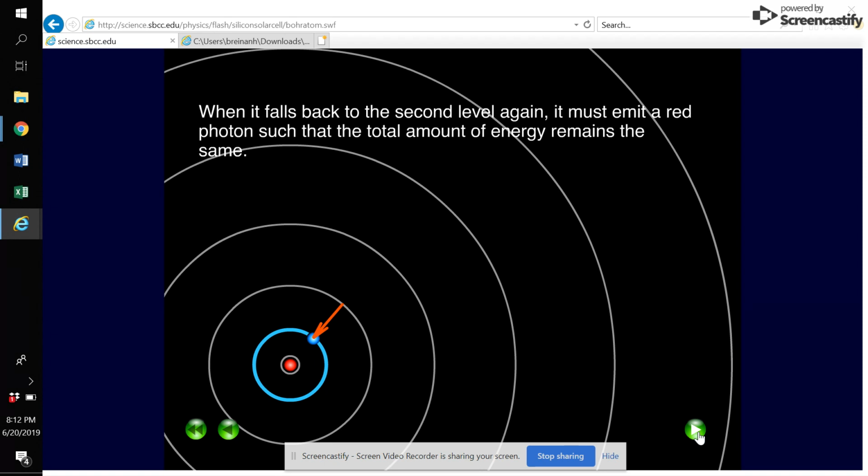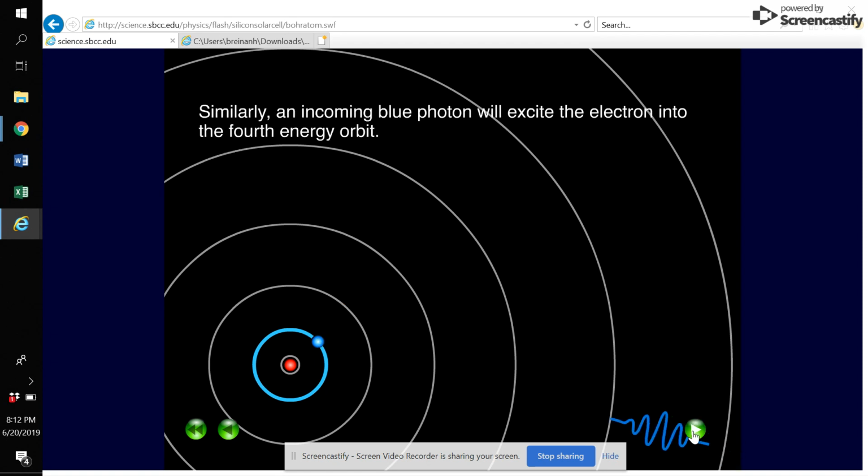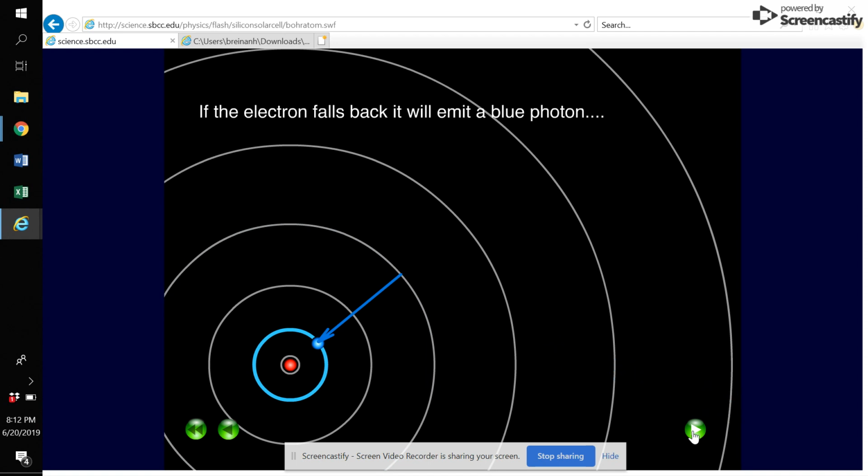The next 2 screens will show what happens when a more energetic blue photon excites the electron. Here the electron absorbs a more energetic blue photon and goes up 2 energy levels. And now it releases a more energetic blue photon and therefore goes down 2 energy levels.